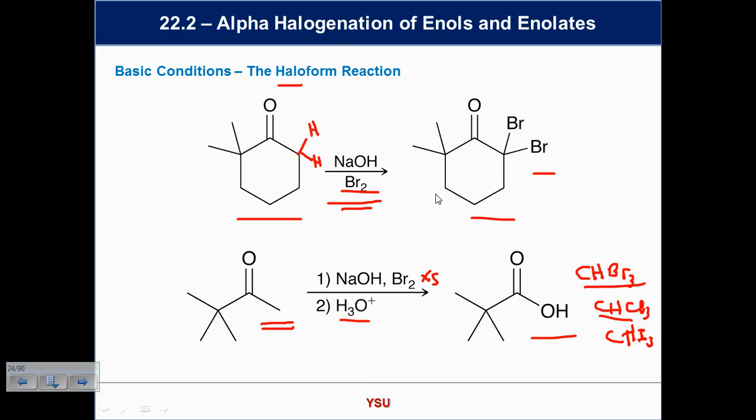So the very simple requirement for this to work is a methyl group right here. You have to have 3 protons there, and they have to be next to the ketone. They have to be next to the ketone because that makes them acidic. And then we can take them off and we can replace them with halides. And we'll do that 3 times. And we'll end up with a CBr3 group at the alpha position.